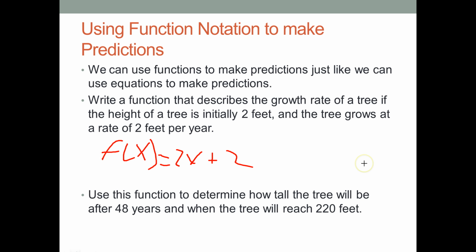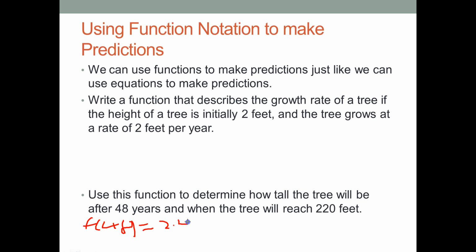So we can use this function to determine how tall the tree will be after 48 years and when the tree will reach 220 feet. So after 48 years, f of 48 is equal to 2 times 48 plus 2. If we do this math, we'll get that the height of the tree after 48 years is 98 feet.